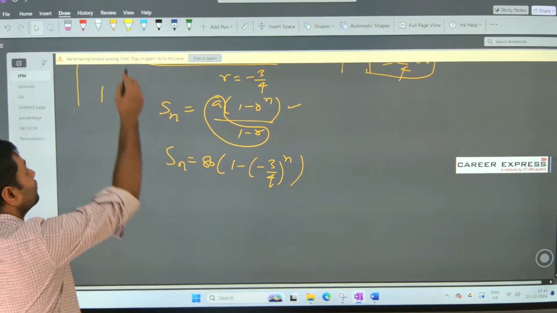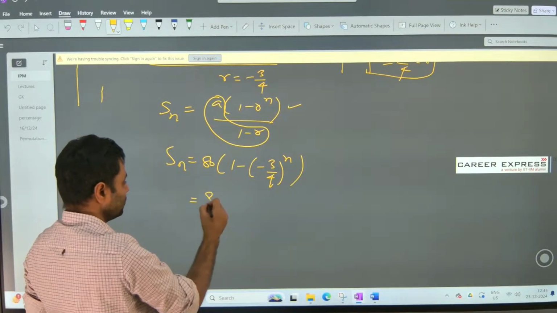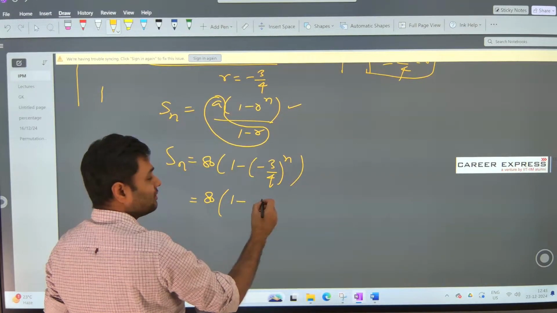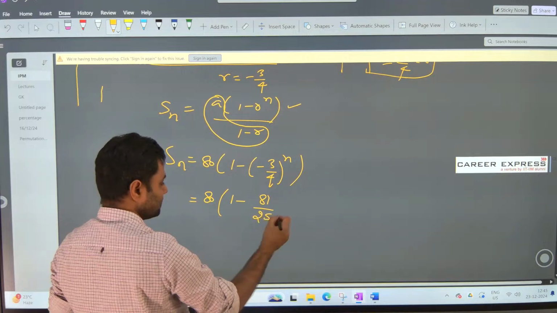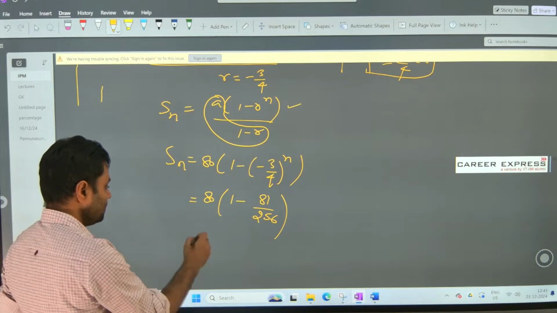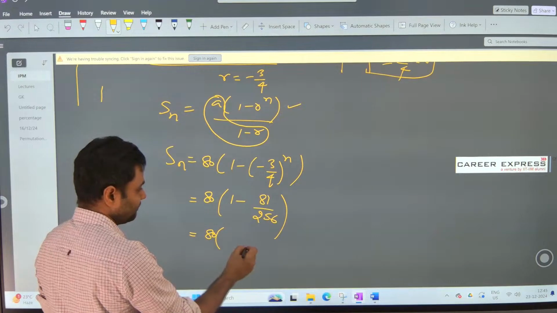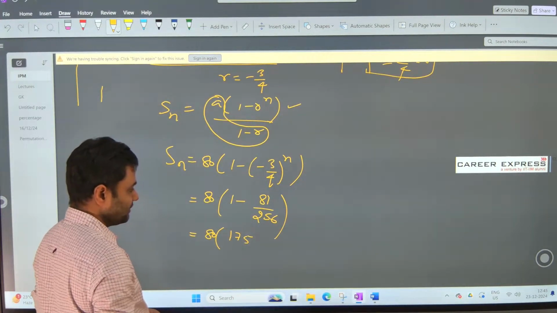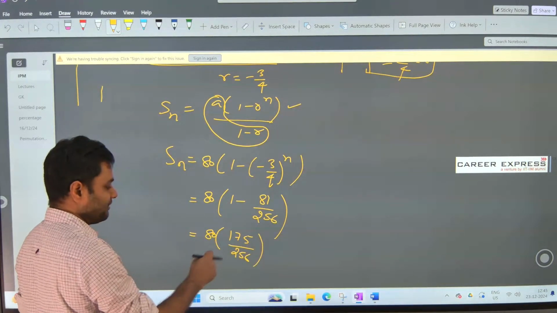So if I take n equal to 4, then do we get closer to 100? We will check that. So 80 times 1 minus, n is 4, so it will be 3 raised to 4, which is 81, and 4 raised to 4, which is 256. Because the power is 4, this negative will disappear. So it will be 80 times (256 minus 81) upon 256, that is 175 upon 256.